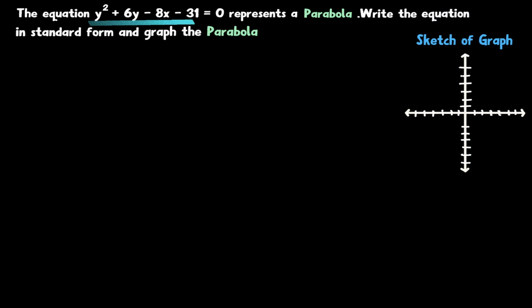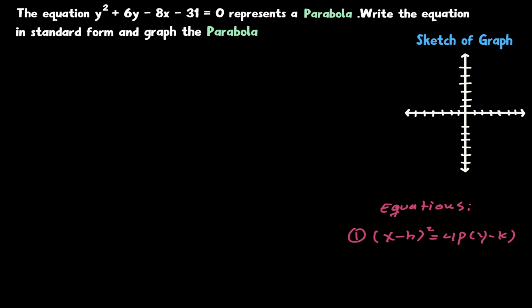Welcome. Let's look at this equation, which represents a parabola, and let's write it in standard form. Well, let's remind ourselves, how does the equation of a parabola look like? There are two equations that we can consider. We have (x minus h) squared equals 4p(y minus k), and (y minus k) squared equals 4p(x minus h).